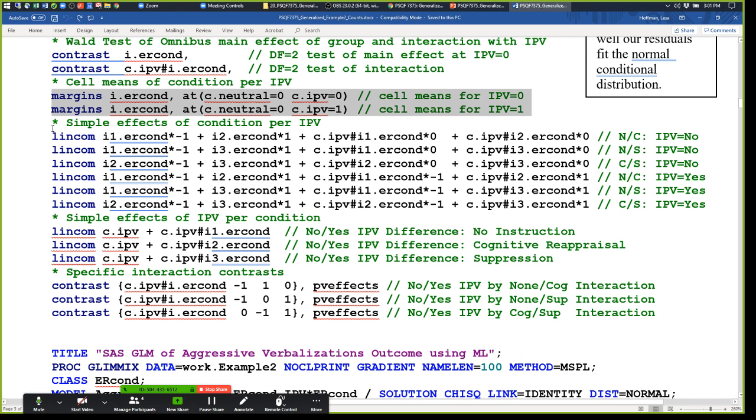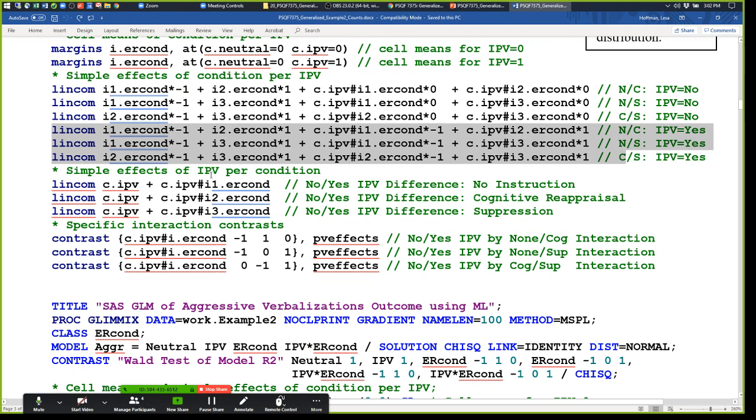Then we have simple effects. I wrote these out the long way because I found it was more transparent. This is for particular groups. So for instance, the difference between no strategy and cognitive reappraisal if you have no IPV history. That's the difference between group one and group two with the interaction term set to zero, because that's IPV zero. So the first three lines have the second two terms set to zero. The second three lines, second set, have those terms multiplied by whatever happened in the first part. So there's one versus two, one versus three, two versus three. When you multiply those by one, it just brings the values over here.